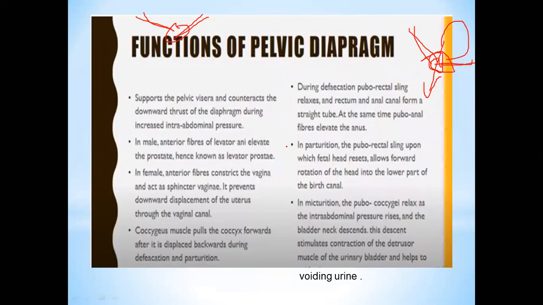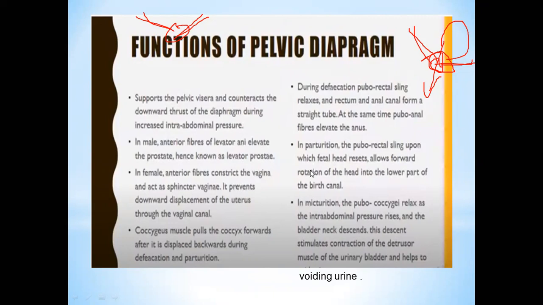And then, as I told you before, the pelvic diaphragm is made up of two muscles: the levator ani, and another, smaller one, the coccygeus muscle. The coccygeus muscle pulls the coccyx bone forward after it has been displaced backward during defecation and parturition. This small muscle is very helpful during defecation as well as during labor. How it helps in defecation, we are going to study in the next session.